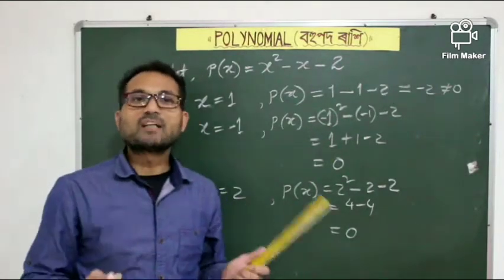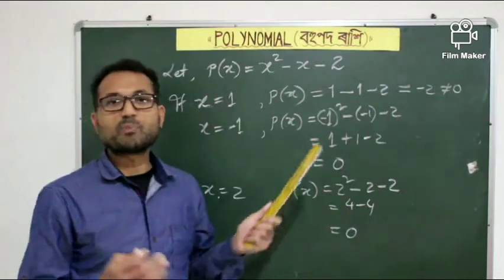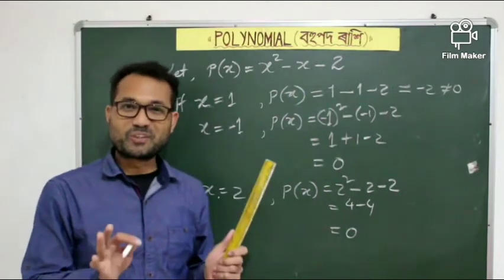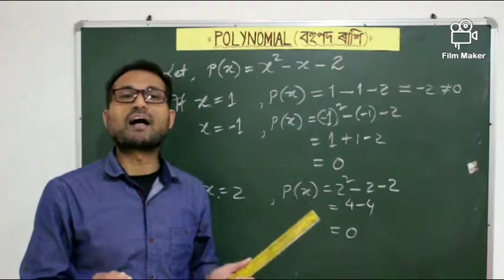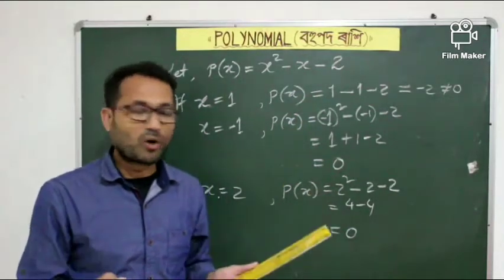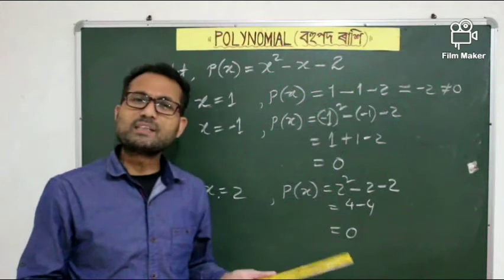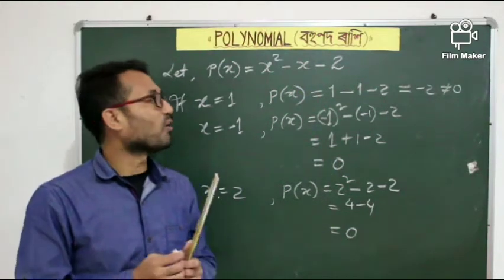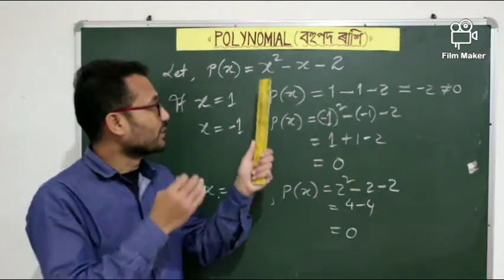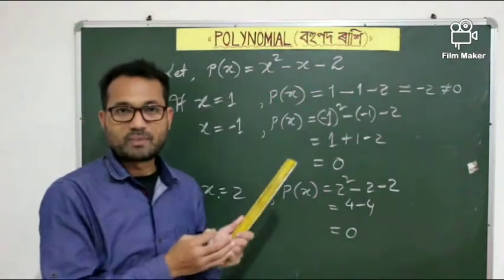This method is called the trial method to find the zero of a polynomial. Of course, we know that this trial method we are not going to use to find the zeros of a polynomial because this method always takes time. Okay, so let me draw now the graph of this polynomial.